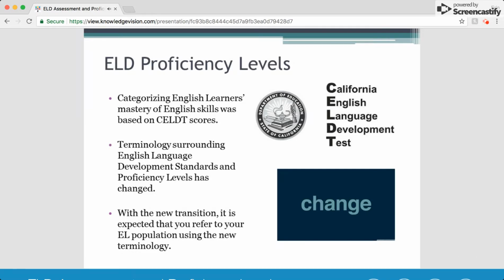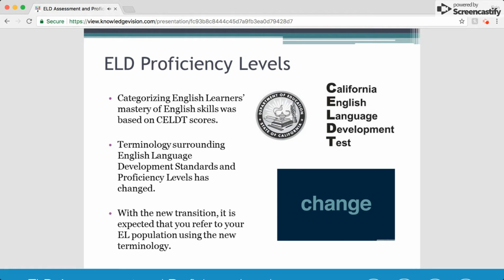As you know, the former way of categorizing EL students' mastery of English skills, listening, speaking, reading, writing, and comprehension, was based on CELDT scores. With the advent of the Common Core and the new assessment ELPAC, the terminology surrounding English language development standards and proficiency levels has changed. When discussing ELD proficiency levels, it is expected that you will use this new terminology.